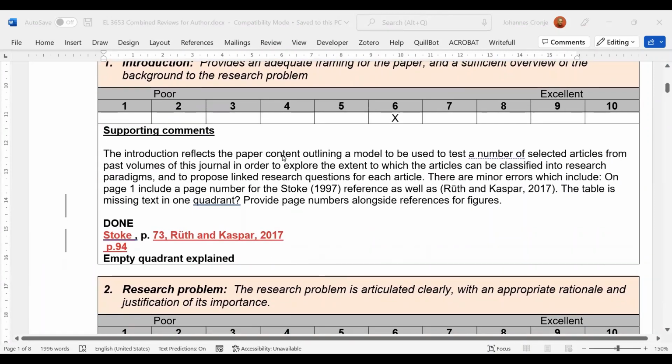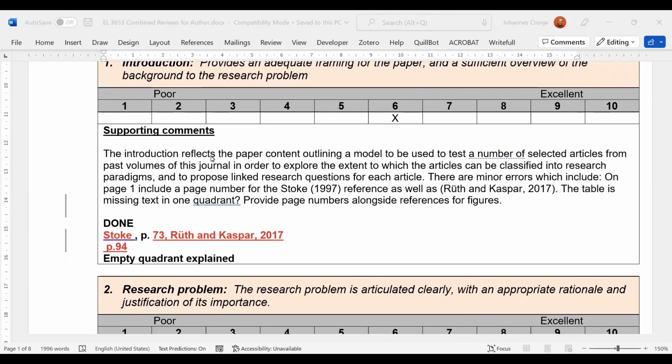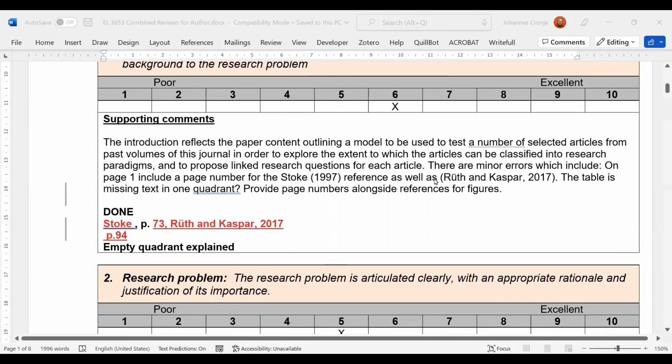Introduction reflects the paper content, which is outlining a model to be used to test a number of selected articles from past volumes of this journal in order to explore the extent to which articles can be classified into research paradigms and propose linked research questions for each article. There are minor errors, and so he gives them.